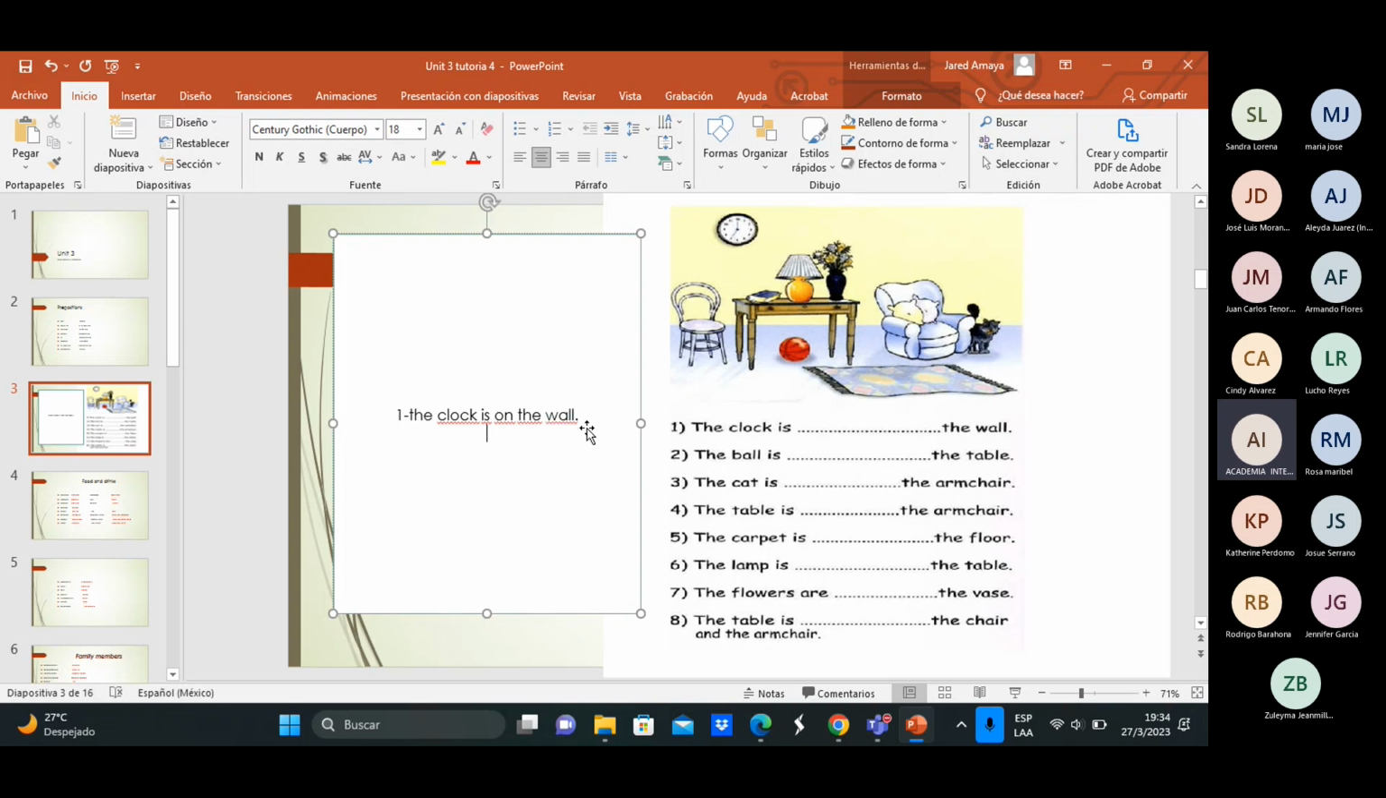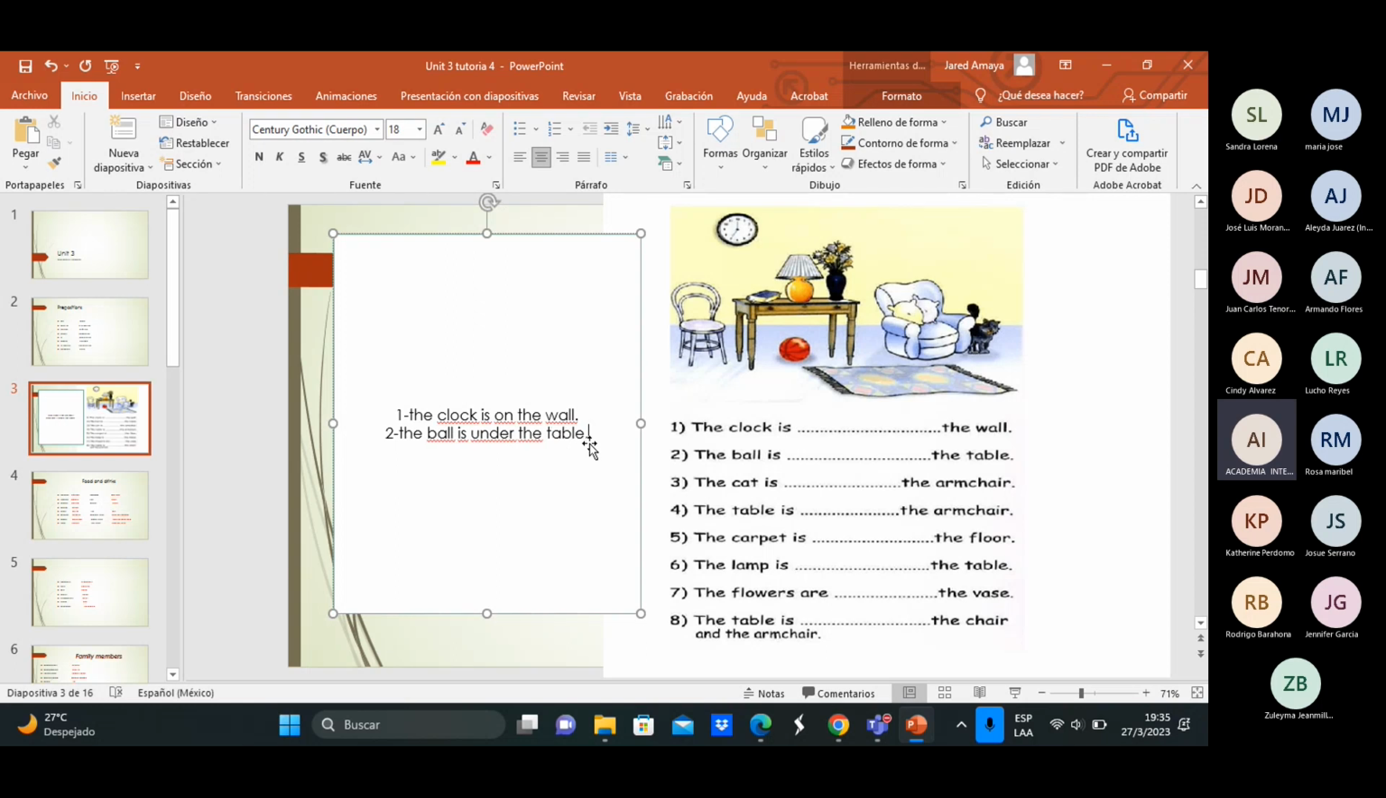Ahora, number two. The ball is the table. How would you make that sentence? I think that you already know. I don't know if it is because you don't want to participate, but it's pretty easy. Eso está bastante fácil. The ball is under the table.